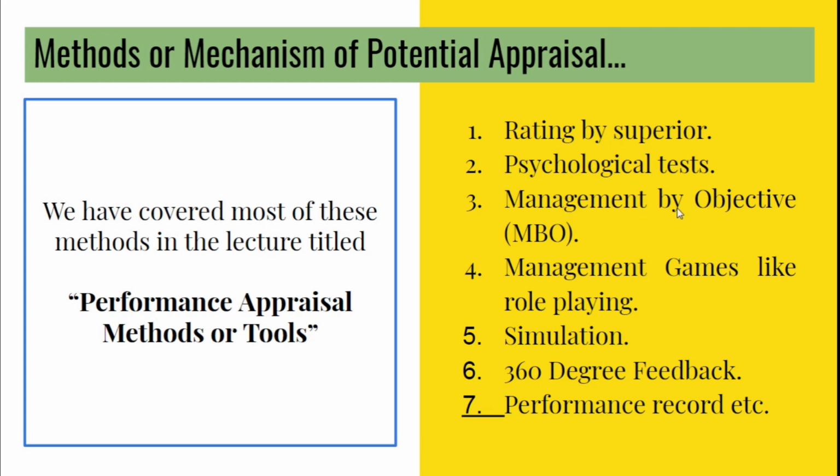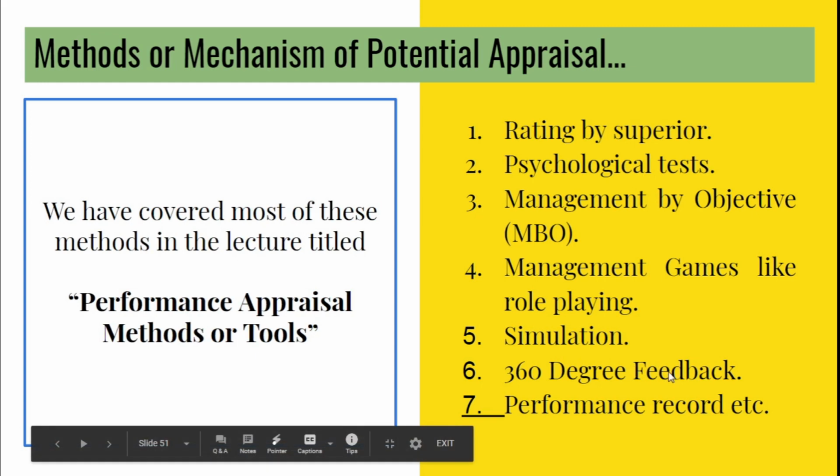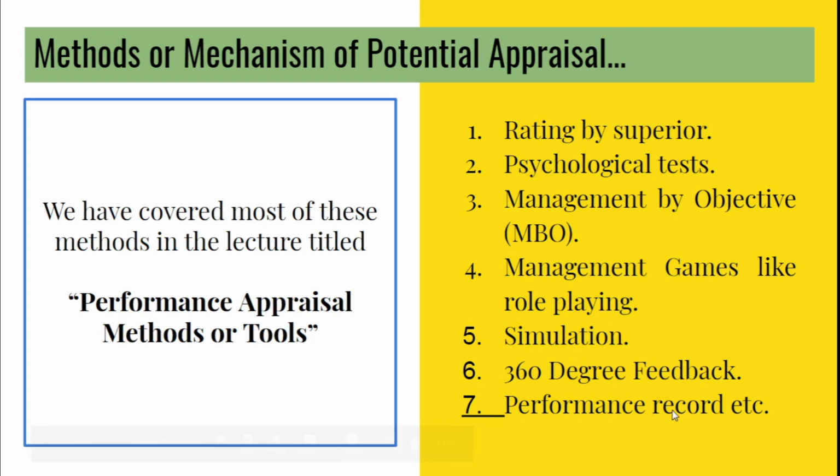In MBO also, during its process, when we are discussing with employees and setting individual targets, they are appraised. That's a good time to identify the potential of the individual. The potential of an employee may be seen in the form of creativity, efficiency, etc. while carrying on either mechanism or method. Role plays and simulation are also good options, and similarly 360-degree feedback. In performance record, we examine the rating of the candidate on his previous job on various dimensions like creativity, risk-taking ability, etc.